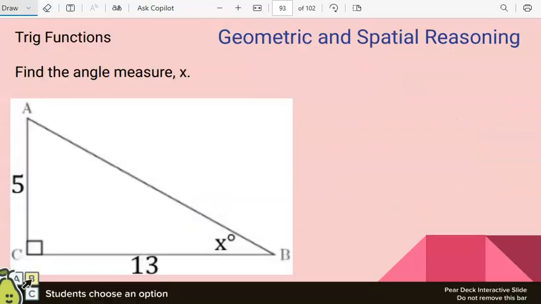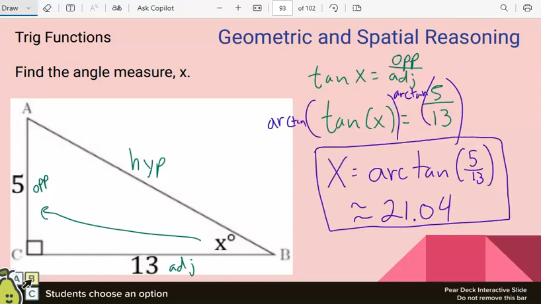Try this one. Find the angle measure x. Pause the video and try this. When you are ready to check, unpause the video. Angle x is approximately 21.04 degrees. We set this up with tangent of x equals opposite over adjacent. The opposite of angle x is 5, the adjacent is 13, and the longest side is the hypotenuse, which we don't need in this problem. To get x by itself, we will take the arctangent of each side of the equation. If we plug that into a calculator, we get about 21.04 degrees.